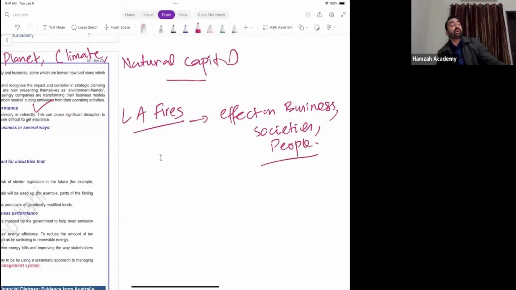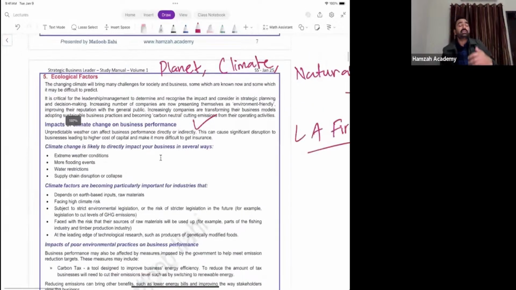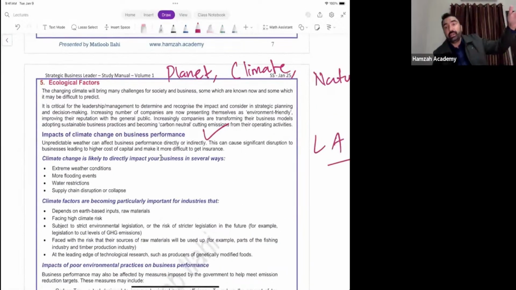And this is not just one place. Ecological factors are affecting from Chile to the Philippines to New Zealand, all around the globe. We are seeing that climate change is affecting businesses, whether in Australia, France, Spain, Germany, or India, Pakistan, or the Middle East, for example. There are droughts, there are rains, there are floods. So all these are impacting.